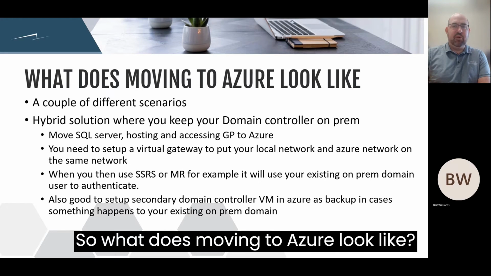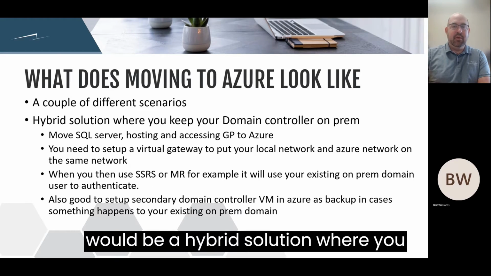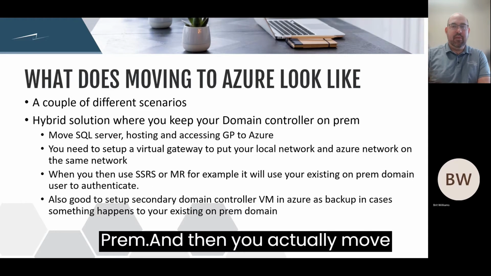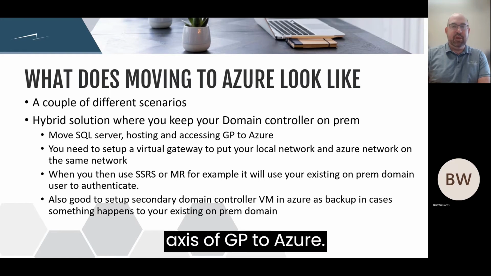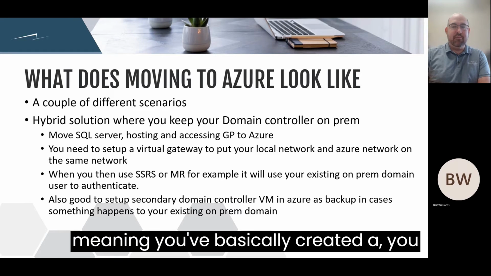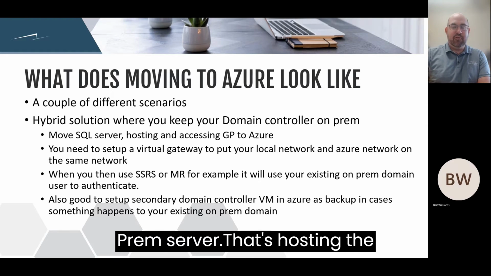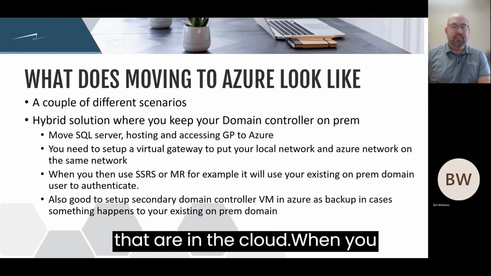So what does moving to Azure look like? Well, there's a couple different scenarios to consider here. First one would be a hybrid solution where you keep your existing domain controller on-prem, and then you actually move your SQL Server and then the hosting or access of GP to Azure. You may need to set up a virtual gateway to put your local network and the Azure network on the same network, meaning you've basically created a network between your local on-prem server that's hosting the domain controller and the Azure servers that are in the cloud.